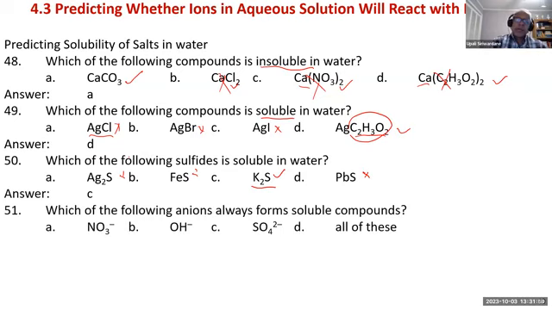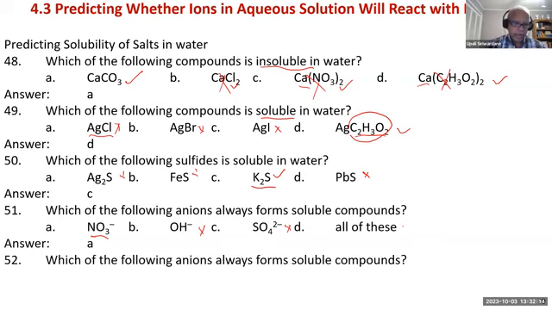Which of the anions always form a soluble compound? We already talked about anions, nitrate and acetate. OH doesn't always form soluble compounds. Sulfate has exceptions. Therefore, answer is A. Which of the following always forms a soluble compound? That is also A. Acetate is the other anion beside nitrate anion here. So answer is A in this case also.